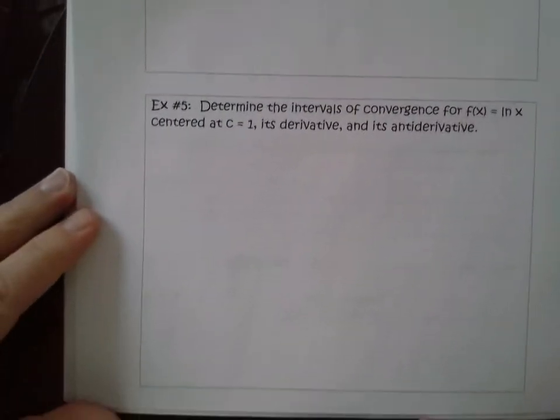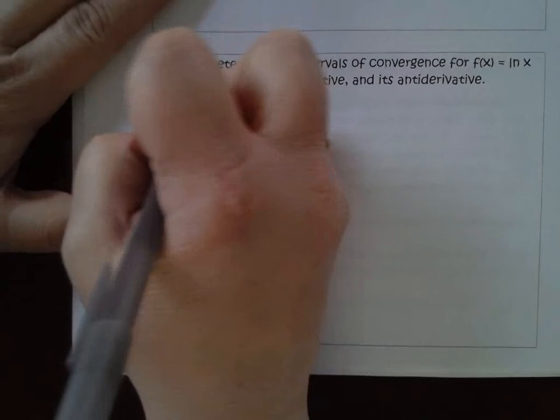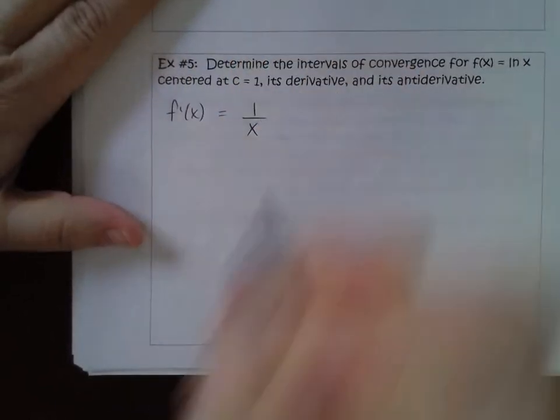Okay. The last thing we're going to do is look at why this would be super beneficial. The natural log of x centered at c. Determine the intervals with its derivative and its antiderivative. What would be the benefit of doing this? What do you recall about the derivative of the natural log of x? Hopefully you remember that the derivative is 1 over x.